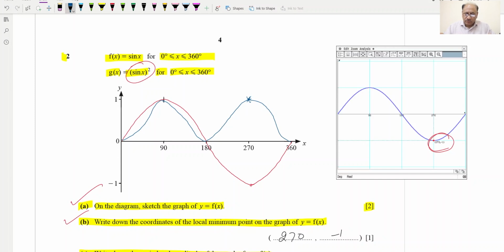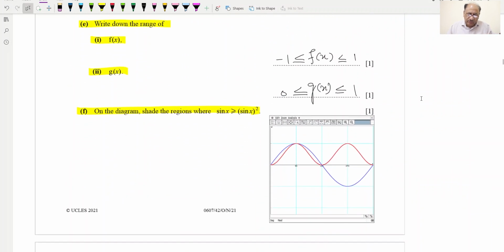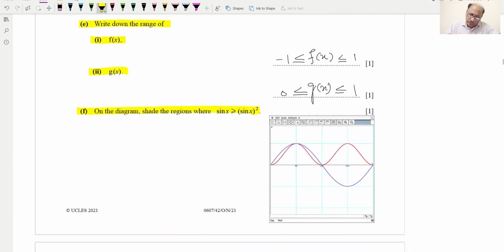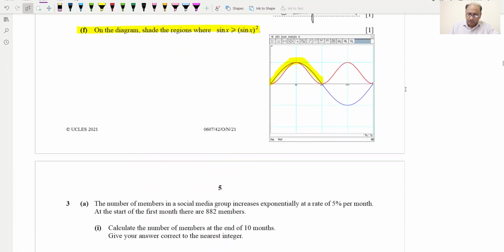Hopefully you understood this. Now the shading part, on the diagram, shade the region where sin x is greater than sin square x. So we need to trace the blue curve. In this case it will be blue, so it is greater than this will be for this section, for this one, and we can basically shade this portion. And if we want the x value, so x value will be from this point to this point, or 0 to 180. So shading part, we have done the portion which is basically higher than sin x is greater than sin x square. So this is done.